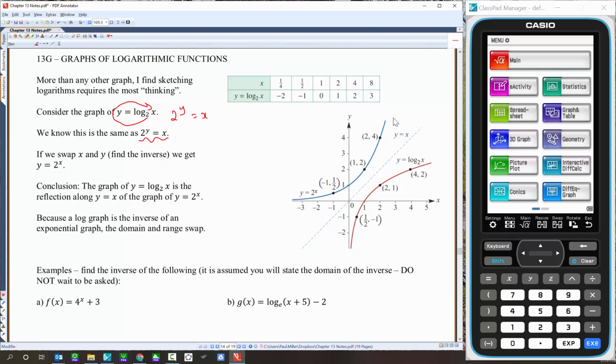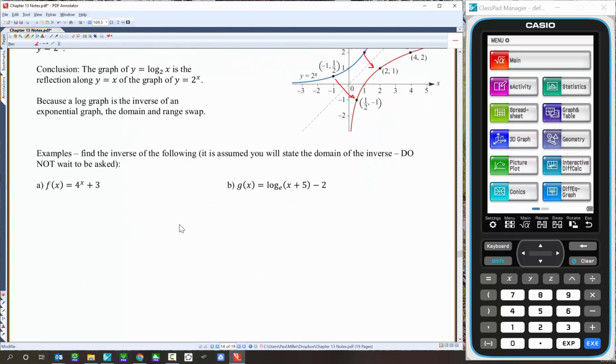So here's 2 to the x with its coordinates. And note that on 2 to the x is the coordinates (2, 4), and on its inverse is the coordinates (4, 2). Notice that they swap. So that's all a logarithmic graph is: the inverse of an exponential. And note that because a log graph is the inverse of an exponential graph, the domain and range swap.